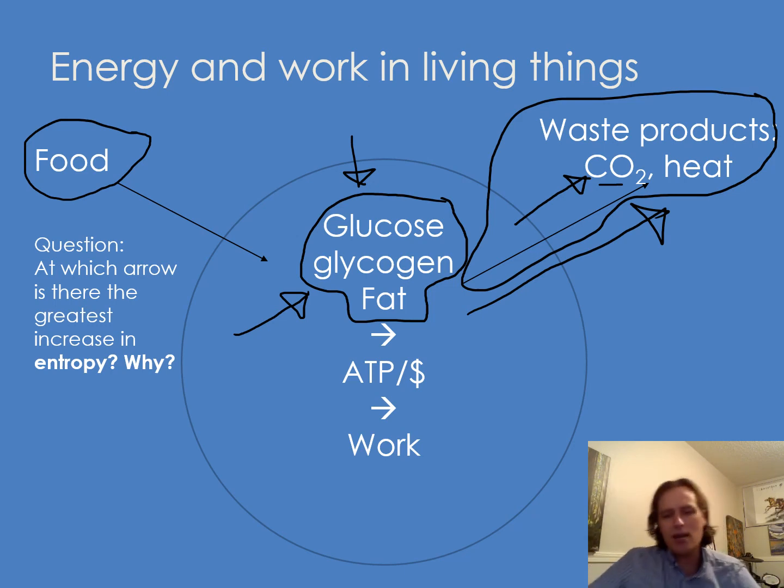And also heat is a very unuseful form of energy. So we call it an increase in entropy when heat is produced generally because it cannot be recaptured. It's not organized in any usable way. These food molecules here, they have energy stored in their bonds in a way that is usable.